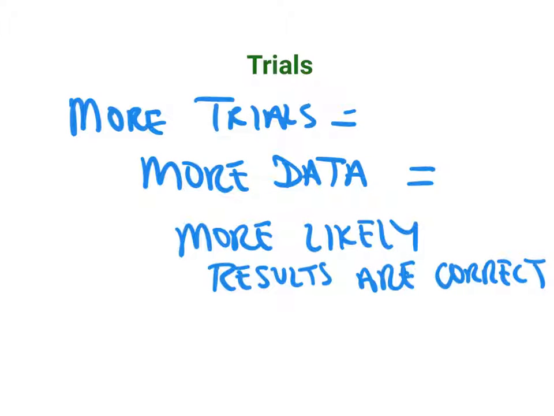Finally, I want to push for the idea of trials. In an experiment, if you only do one trial, or you only do an experiment one time, you're not really sure that the results are valid. Remember that an experiment has to be repeatable and testable. So the more trials you have, the more data you have. And the more data you have, the more likely that your results are correct. It's easy to make a mistake in one trial, but it's hard to make the same mistake over and over and over again between different trials.